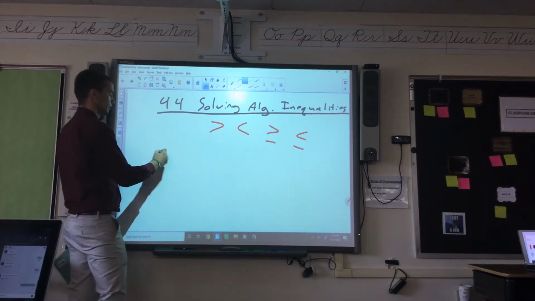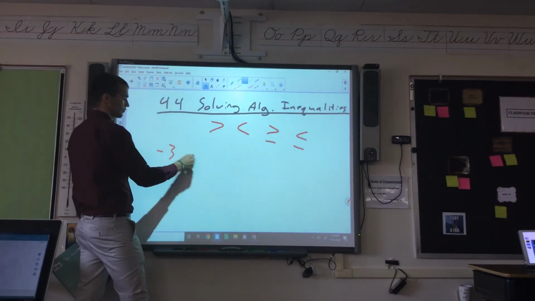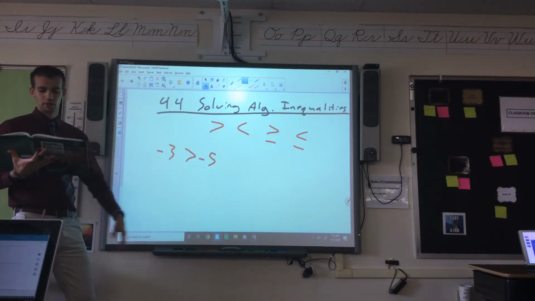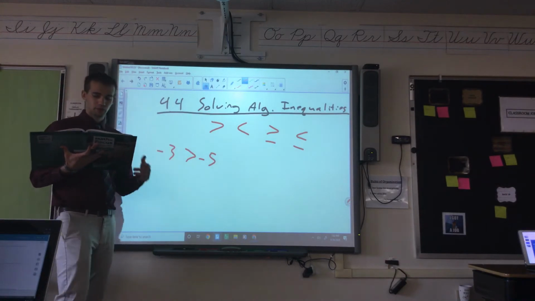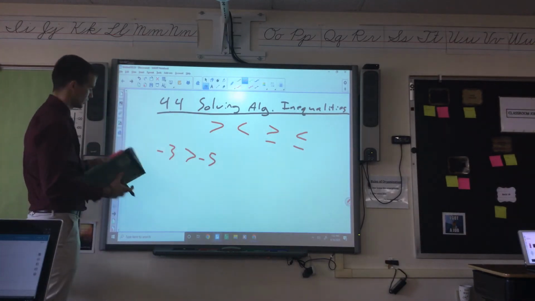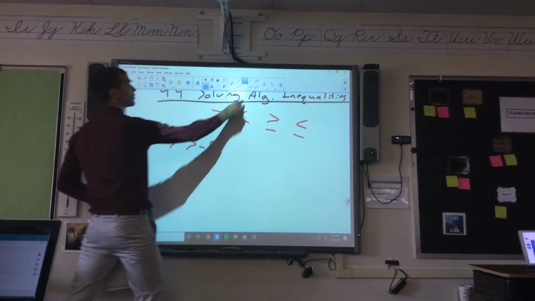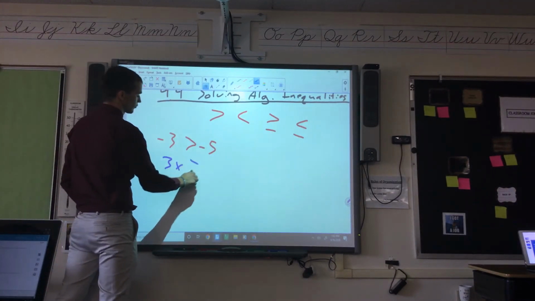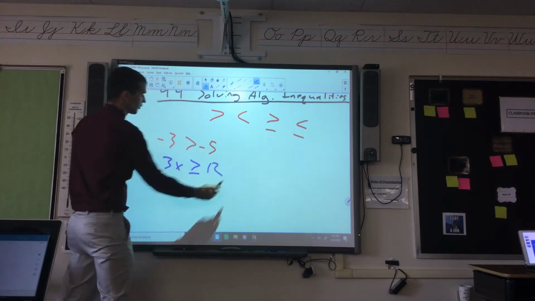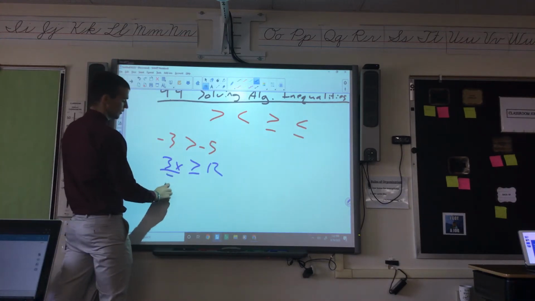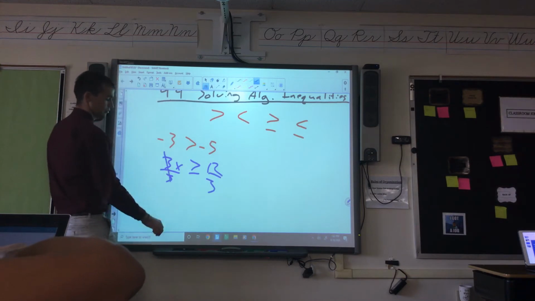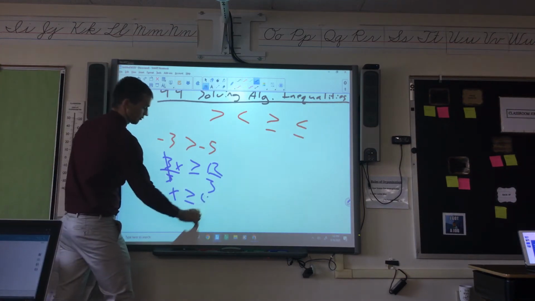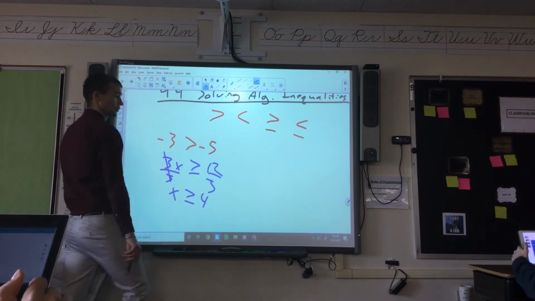So you could have something like, hey, -3 is greater than -5. That's one example of an inequality. We've got lots of other ones here. You could also have 3x is greater than or equal to 12. Then you would want to solve it, and you're like, hey, divide by 3. It's just like a regular equation, only this time you've got a greater than or equal to sign. So x is greater than or equal to 4.